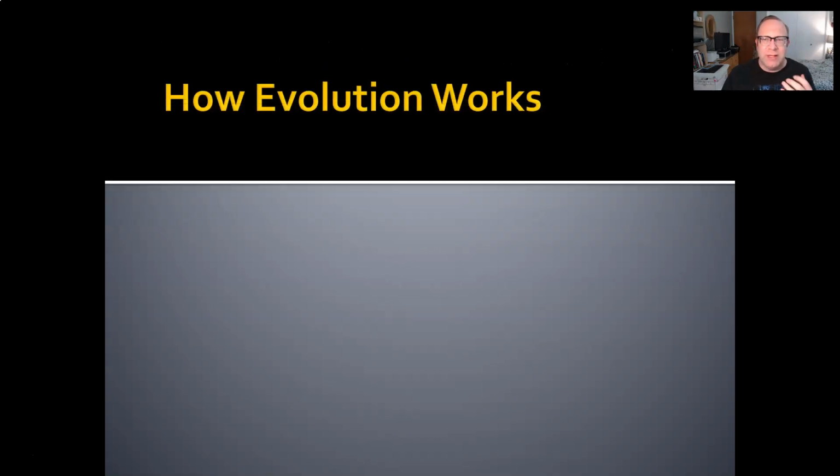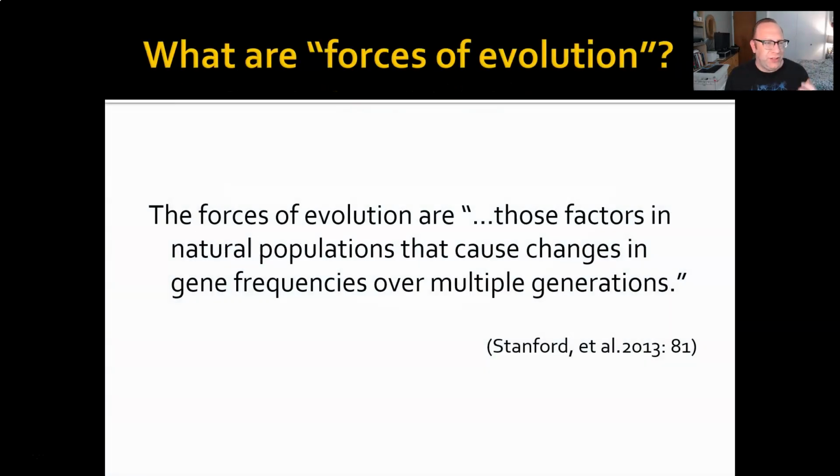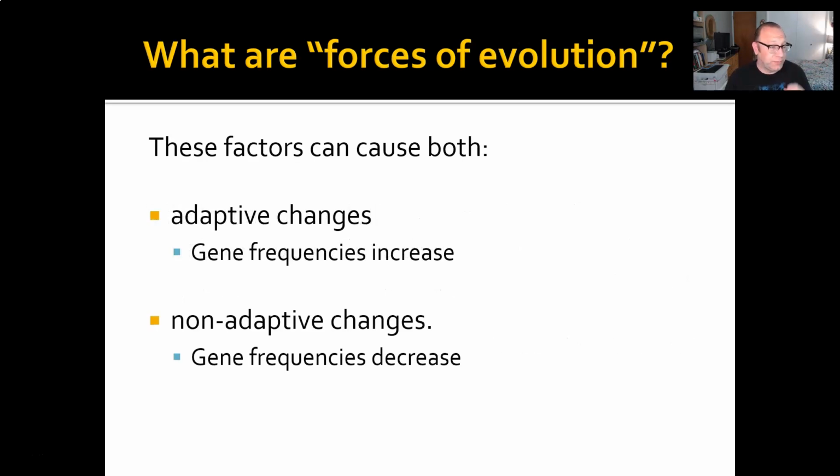And before we get started, though, I think we need a good definition of what a force of evolution would be. And your authors for the textbook give you the definition. The forces of evolution are those factors in natural populations that cause changes in gene frequencies over multiple generations. That's what evolution is. Evolution is a change in the frequency of genes in a population. When frequencies of genes change, evolution has occurred, and it may occur for a number of reasons.